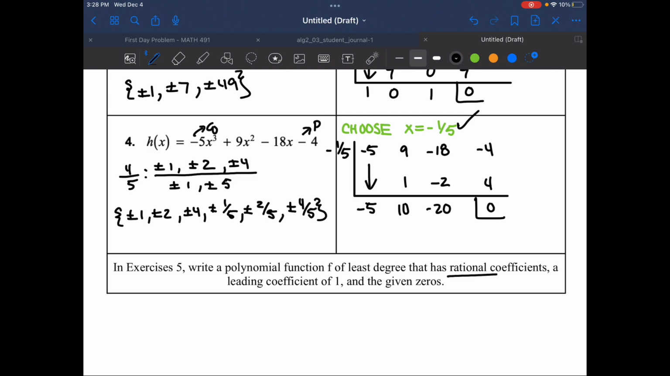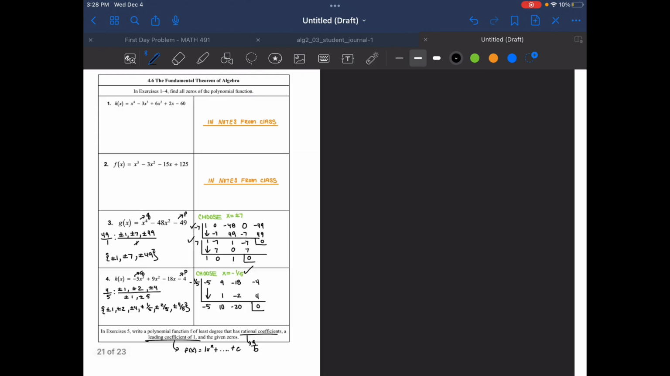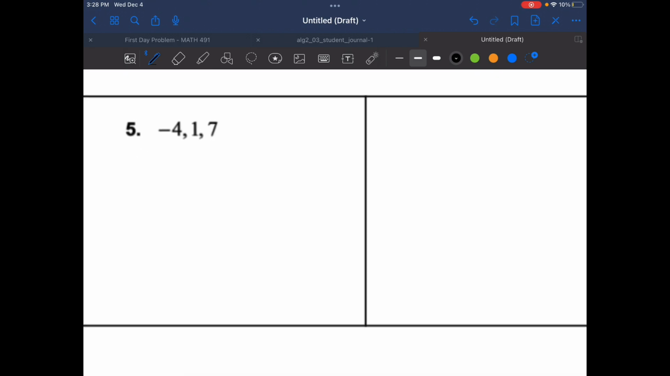Exercise 5: write a polynomial function of least degree with rational coefficients, so it can be like a fraction, okay, and a leading coefficient of 1. So remember, we're going to have f of x equals 1, x to the nth power plus blah, blah, blah, all the way until we get to our constant term, okay?